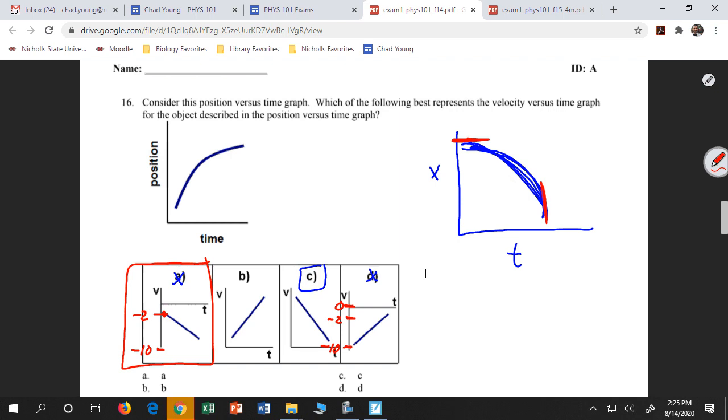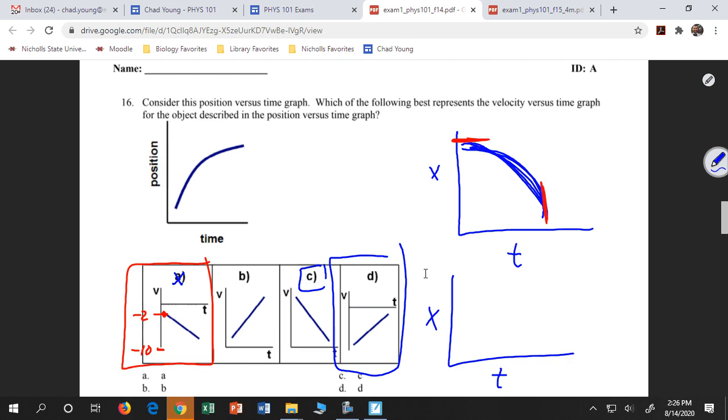Hey, can y'all draw me the graph that looks like D? What does the x versus t graph look like for D? The x versus t graph for D is going to have a negative slope, and it's going to start out with a big slope and then get small. So sketch out that graph. That's right. What does that graph look like?